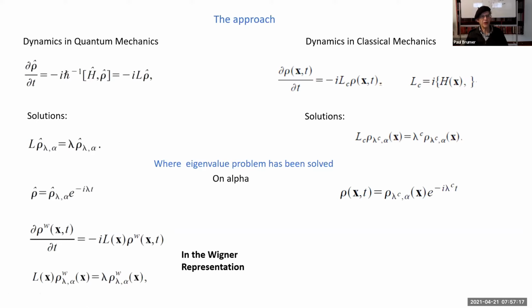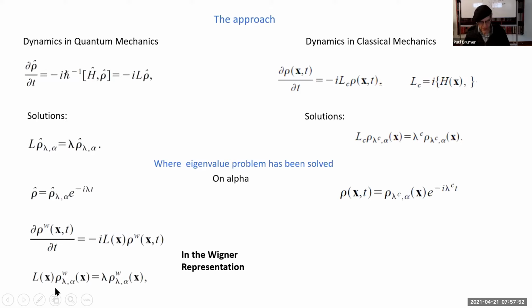So this is the eigenvalue problem. And the eigenvalue problem has a solution just like the Schrodinger equation, any other linear operator equation. The time dependence is given by the eigenvalue λ_α, e to the minus iλt. And if we take this into the Wigner representation, it looks like this. dρ_Wigner/dt is minus iL. L is now the Liouville operator in the Wigner representation, ρ_Wigner. And here the eigenvalue problem then looks like this on the bottom.